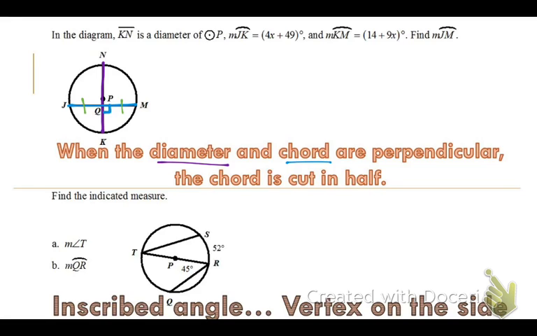Wait, can you say that again? So if the diameter and the chord form a right angle, they're perpendicular. When they're perpendicular, the chord is cut in half, which makes the left half congruent to the right half. If the chords are congruent, that means their arcs are congruent to each other. So that means arc JK is congruent to arc KM.